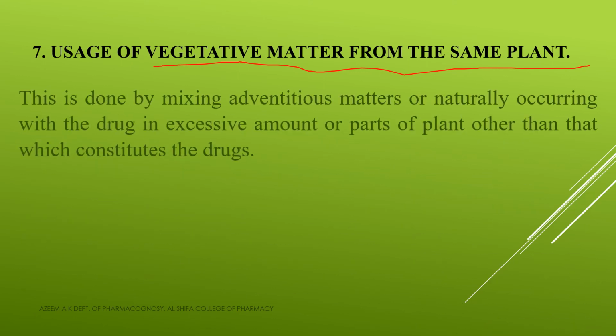Clear? This is done by mixing adventitious matter or naturally occurring substances with the drug in excess amount, or parts of the plant other than that which constitutes the drug. You already know that from a plant, one or two parts can be used as drug, and if along with the part we are using as drug, we add some other parts of the same plant, then that type of adulteration comes under this category, that is usage of vegetative matter from the same plant.